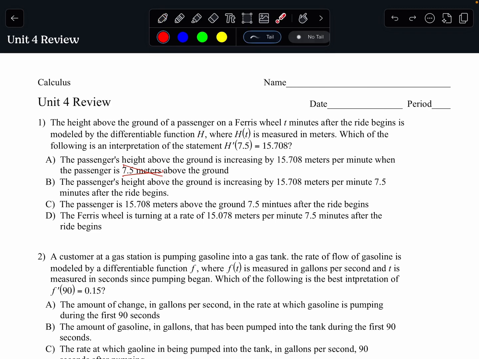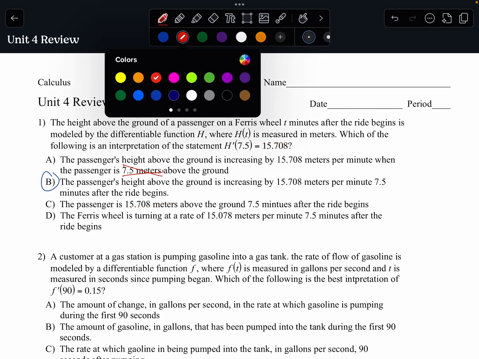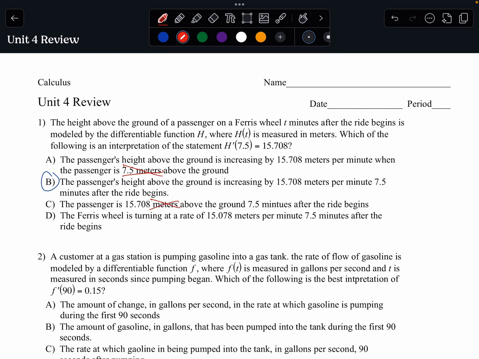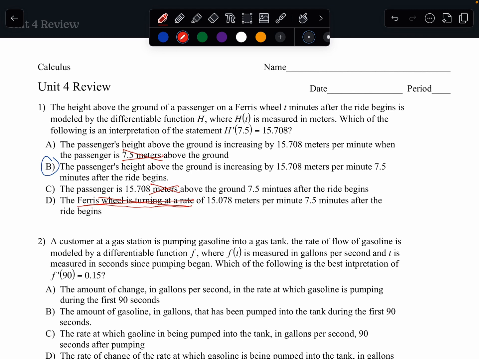The passenger's height above the ground is increasing by 15.708 meters per minute, 7.5 minutes after the ride begins. That sounds right. Just to check the other ones, this refers to meters per minute, not meters, so that's not the correct units there. And then the Ferris wheel is turning at a rate. No, we're not talking about the rate at which the Ferris wheel is turning. We're talking about the height of the passenger above the ground.